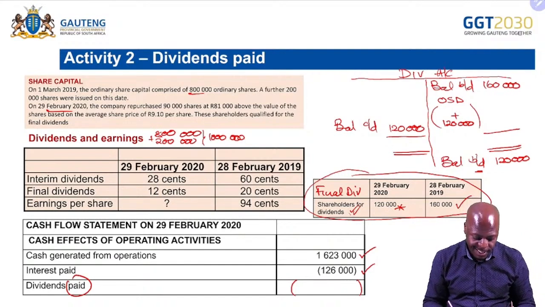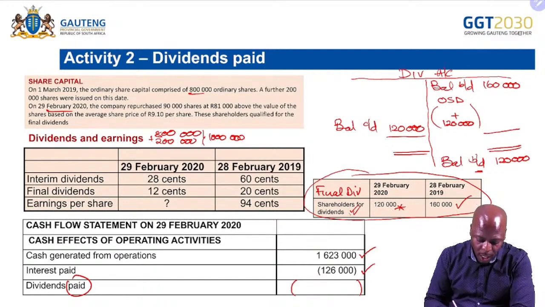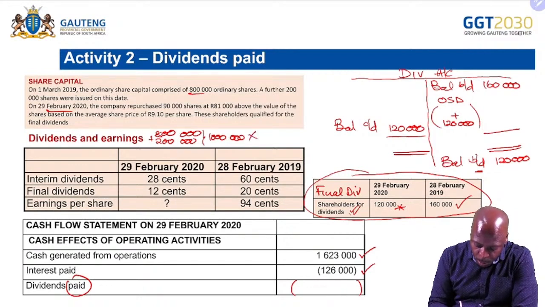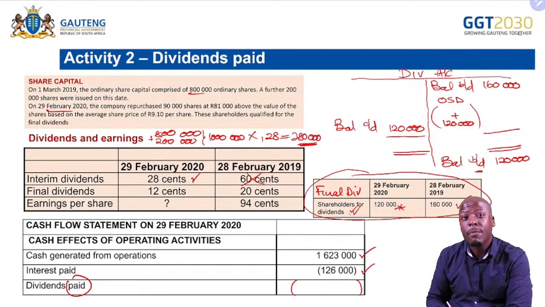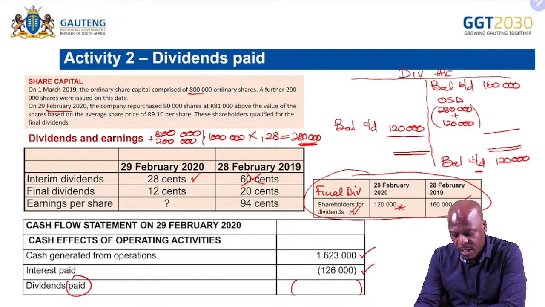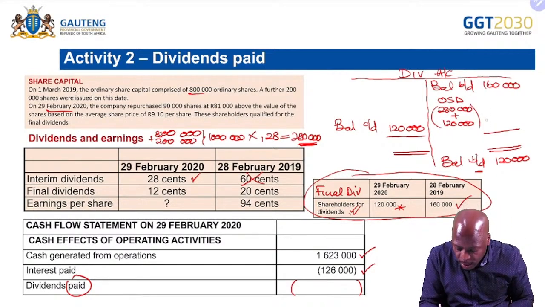If we're going to declare interim dividends, we declare them on the 1 million. So I have 1 million shares. What was my interim dividend? I am not going to look at the 2019 one. I'm going to look at the 2021, which is 28 cents. So I'm going to say 1 million multiplied by my 28 cents. On your calculator, you should then get 280,000. That becomes your interim dividends. So I'm going to say plus 280,000. That's my interim dividend. Okay. Once I am doing this part, I think already you can see note number 8 in your mind.